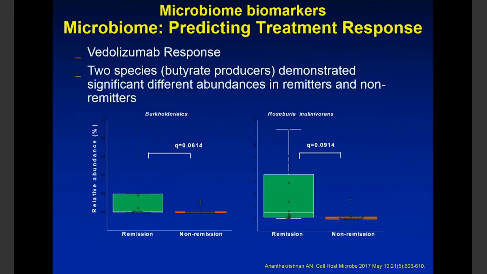A similar finding was observed in patients who were initiating vedolizumab, where the abundance of butyrate-producing phyla, either Burkholderia or Roseburia inulinivorans, at baseline at therapy initiation significantly predicted clinical response at 3 months.